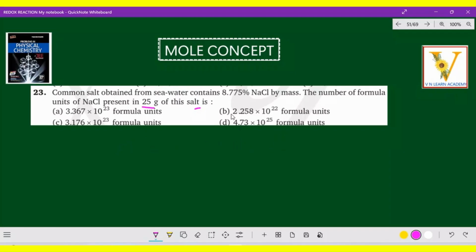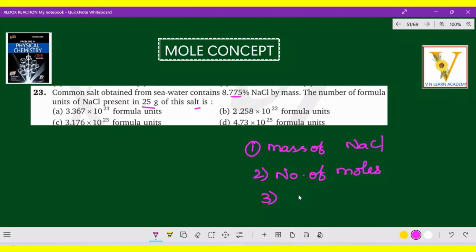First and foremost, they have given the percentage-wise mass of sodium chloride. Now we have to find out the mass of sodium chloride, that means the given mass, right? So the first step is to find the mass of sodium chloride. The second point is the number of moles. The third point is formula units.